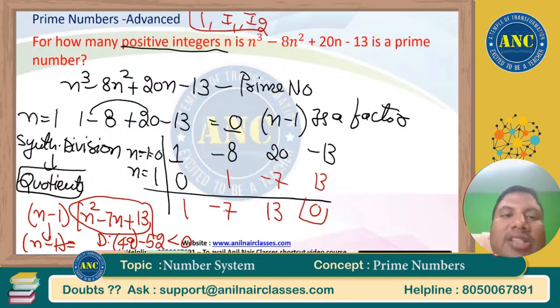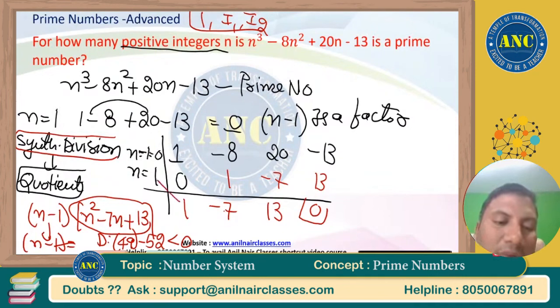n cube minus 8n square plus 20n minus 13. This is a cubic expression. He is asking how many positive integers n can take. At n value 1, n minus 1 is a factor. Then do synthetic division. Synthetic division helps us in finding the quotient. n minus 1 is 0. Write 1, minus 8, 20, minus 13. 1 plus 0, 1.